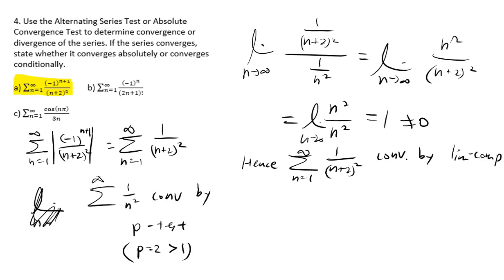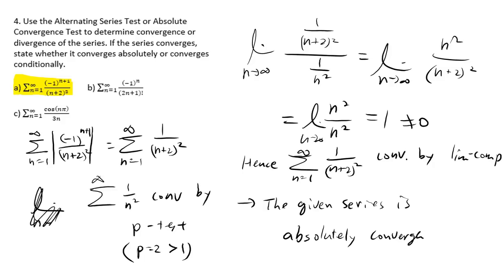Now what does that mean? That means the given series is absolutely convergent, which implies convergence. Okay.